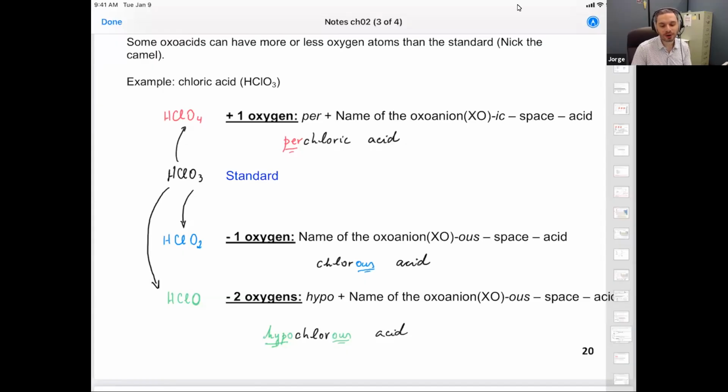In the case of 1 oxygen lost or 2 oxygens lost.